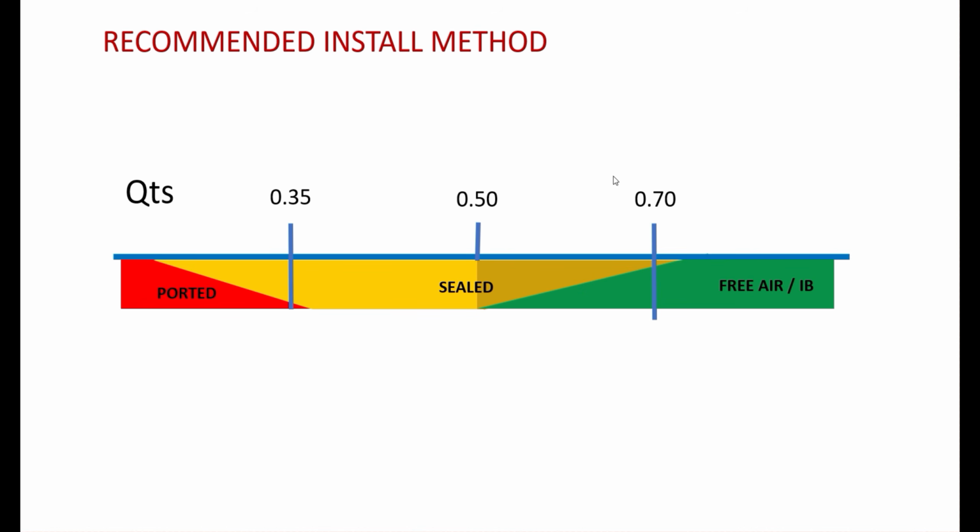And if you have a speaker that is not well dampened and it has a high QTS value, like 0.6, 0.7, whatever, then it's better suited to free air and IB applications, right? And yeah, so that's traditionally what we've used QTS for when we're doing car audio.